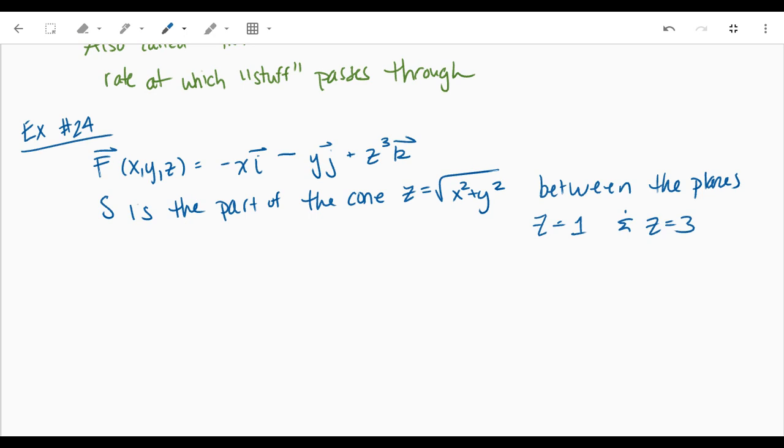And they do tell you it has a downward orientation. This is just given in the problem, you didn't have to figure this out. It has a downward orientation, which means that when we take our integral, it's going to be negative. And I think they just ask you to find the flux.